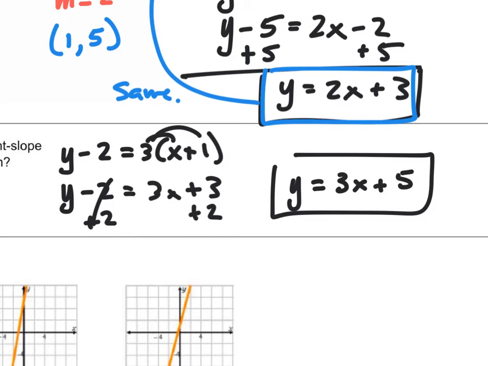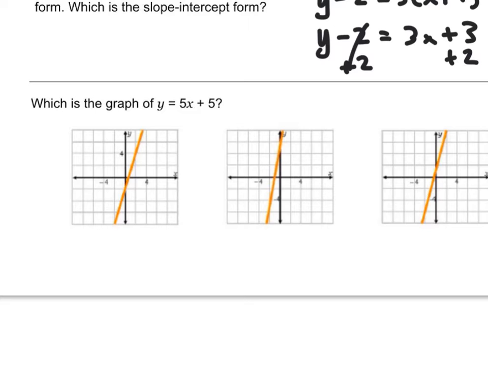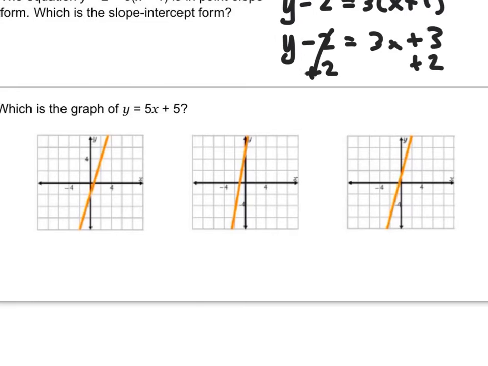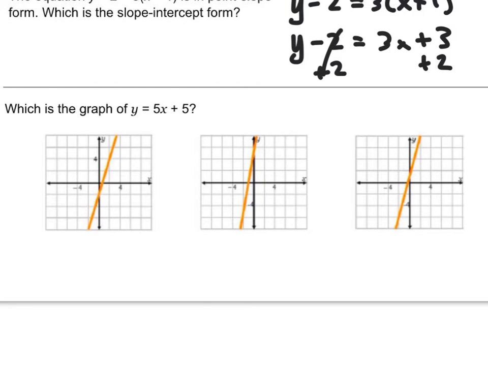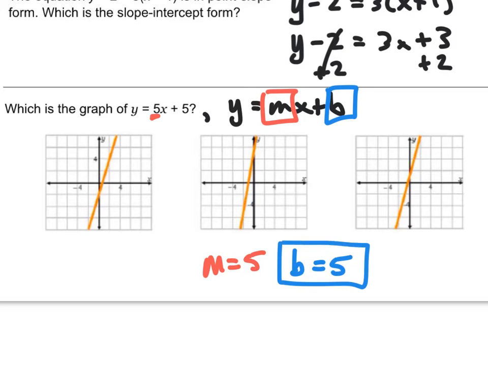That's my answer. All right, and then it says, on this bottom one, which is the graph of y equals 5x plus 5? So you have to be able to take a look at these and go, okay, which one is which? What I notice about this is that this equation is in the form of y equals mx plus b, which means it's in slope-intercept form. So what I know is the slope, m, is equal to 5 in this case. And I also know my y-intercept, b. I know where the graph crosses the y-axis. So this is really what's going to help me.